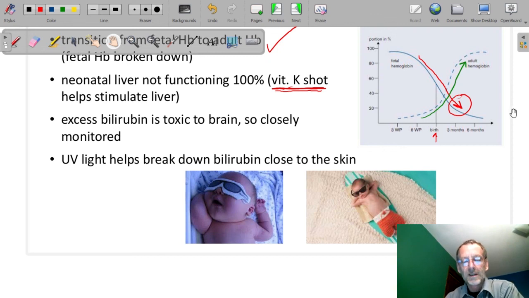In the old days, if you will, before we had neonatal units, or in other parts of the country or the world where they're just not available, you would just take the baby out, put them on a blanket out in the sun for a short period of time each day, and the UV from the sun would break down the bilirubin and do the same thing. So, review those slides. If you have questions, let me know.